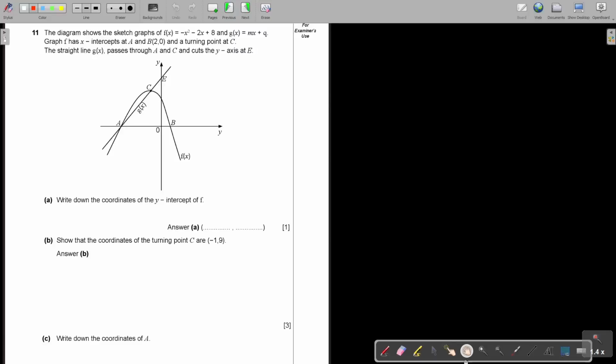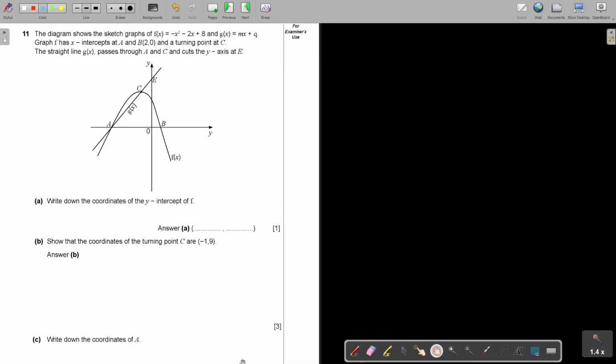Mathematics, Ordinary Level, Paper 2, 2023, Part 4. Let's start with question number 11.